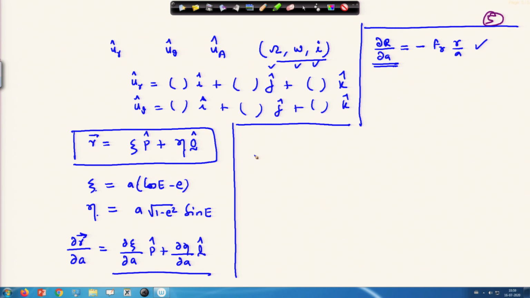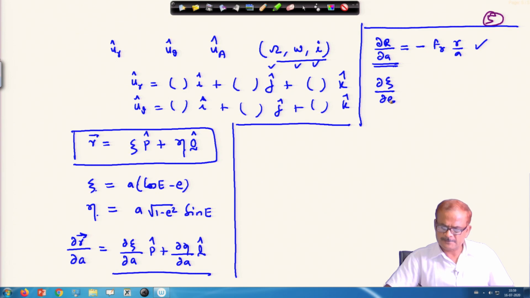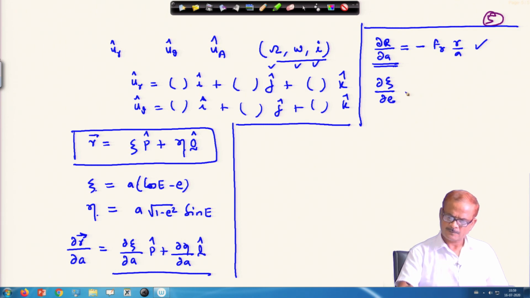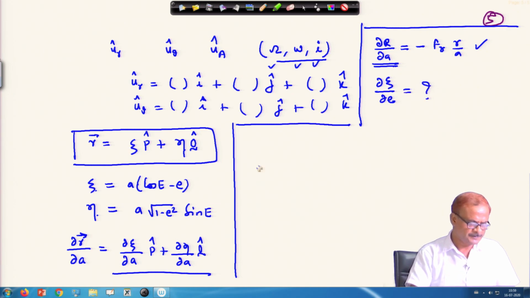Now, once we have done this, the other part. Then one more I will do, which is ∂ξ/∂e, because each of the derivations is quite cumbersome and long. So it is not possible to carry out all the things here in the class. This will come as supplementary material later on. Okay. So this quantity we have to derive.